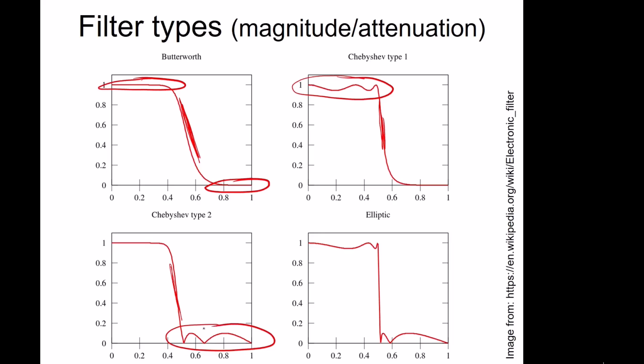The elliptic has got the steepest transition, so excellent definition between acceptance frequencies and rejection frequencies. However, as you can see, it's got the most ripple in the attenuation of these filters.